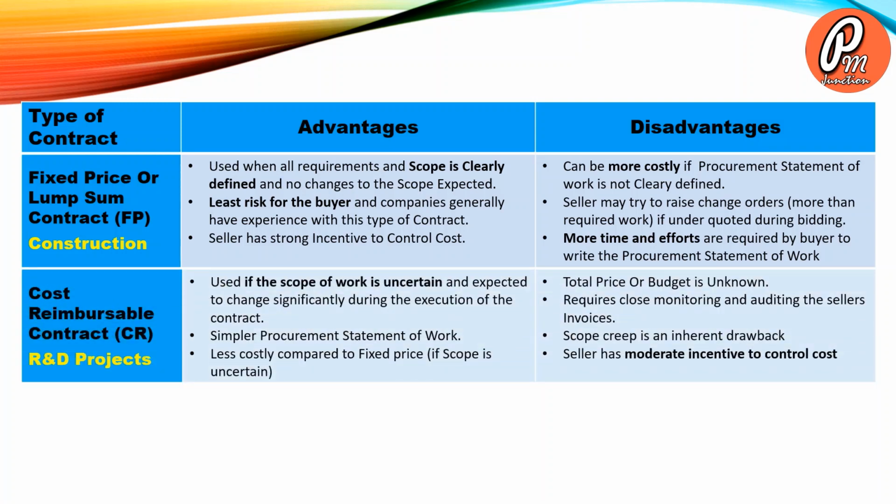The next contract is cost reimbursable contract. It is generally used in R&D projects. The main advantages are: used if the scope of work is uncertain and expected to change significantly during the execution of the contract. Simpler procurement statement of work, less costly compared to fixed price if the scope is uncertain. The main disadvantages are: total price or budget is unknown, requires close monitoring and auditing of the seller invoices. Scope creep is an inherent drawback. Seller has moderate incentive to control cost.